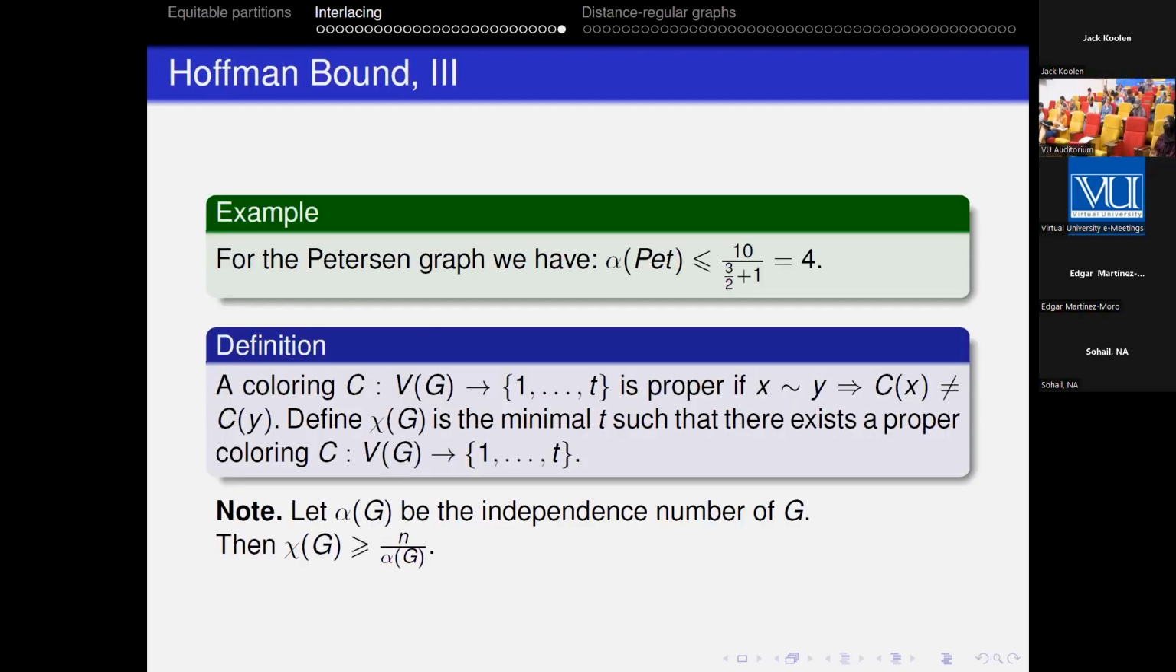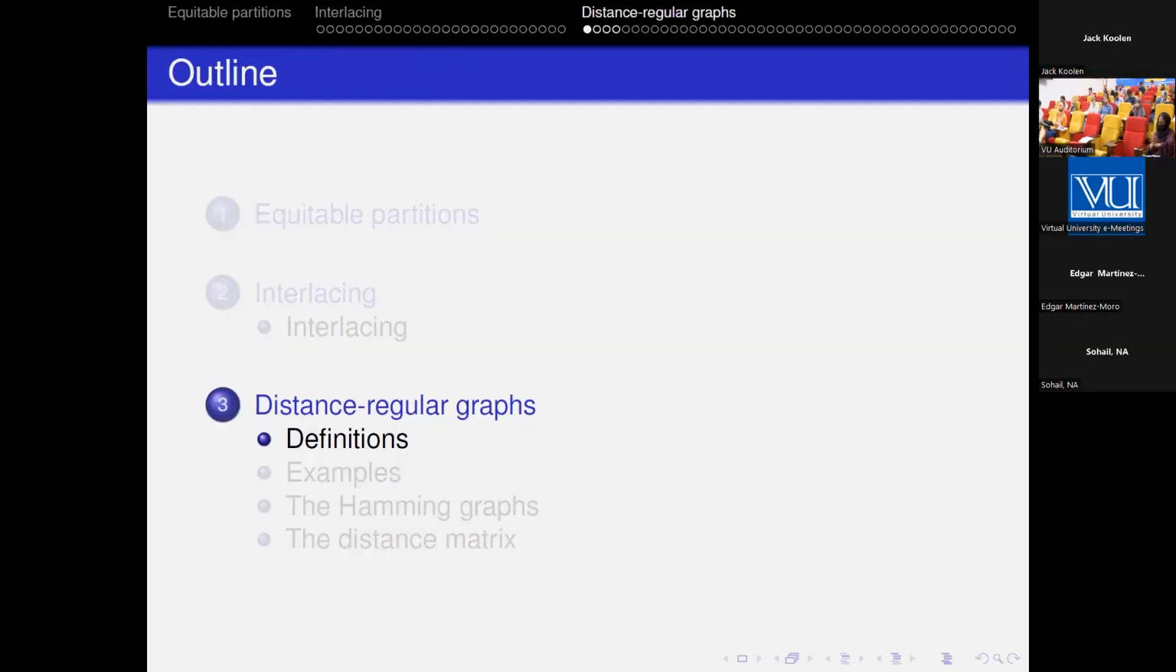Okay, we have about 15 minutes left, so I will start my part on distance regular graphs. This is probably slightly more difficult, but I think the first two sections should not be too difficult, because I mainly give definitions and examples.